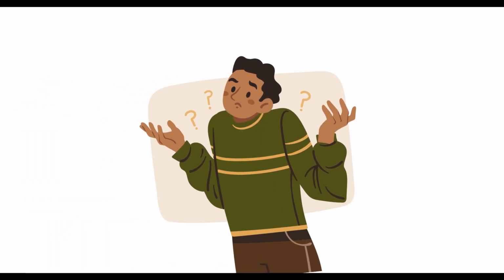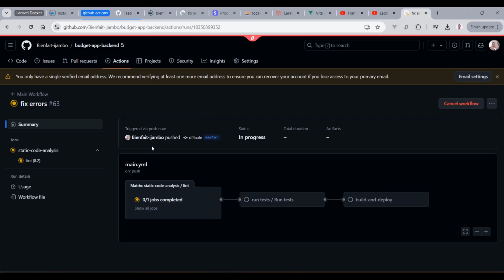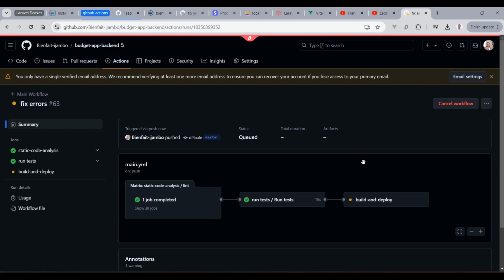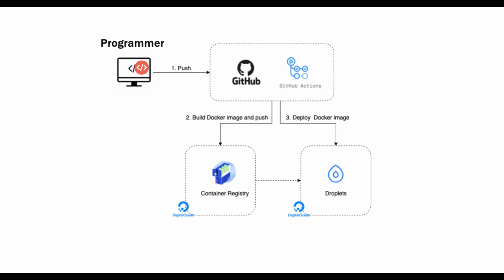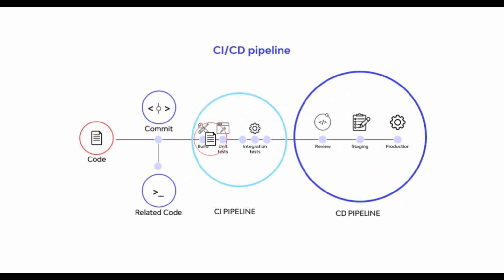Are you tired of manually deploying code or fixing bugs in your projects? In this video, we're going to learn how to streamline and automate the deployment process by setting up a CI/CD pipeline using GitHub Actions. In the ever-evolving landscape of software development, continuous integration and continuous delivery pipelines serve as the backbone for efficient and reliable delivery of software products.